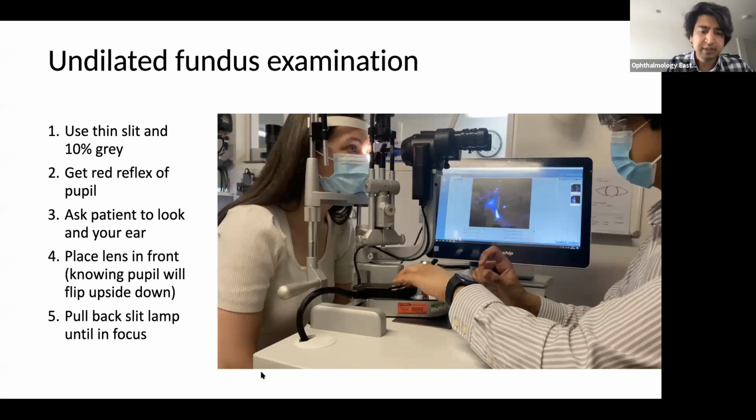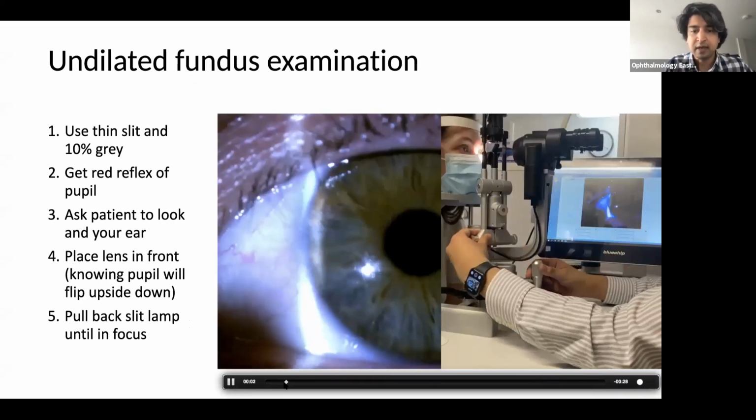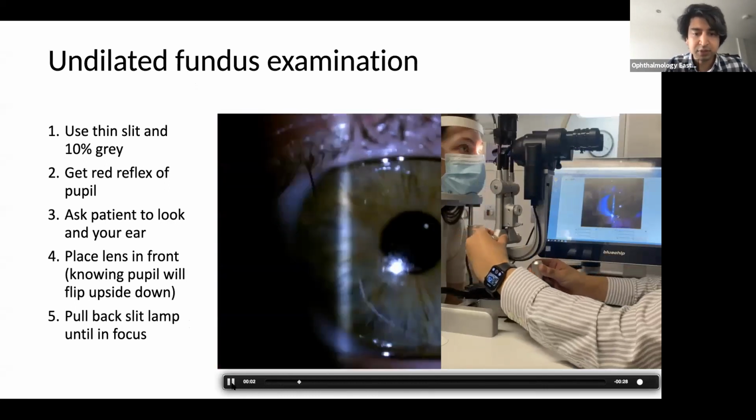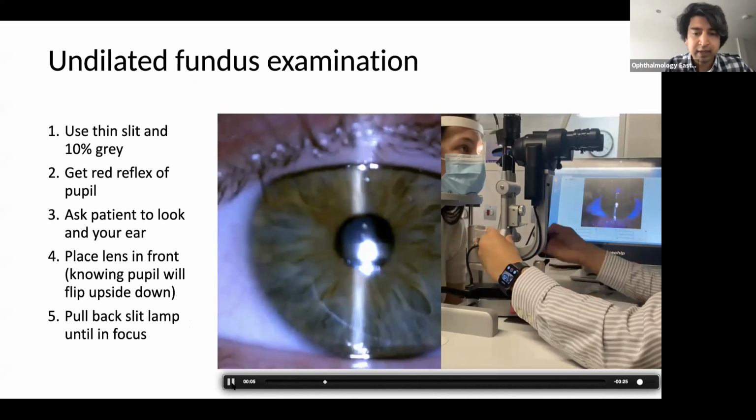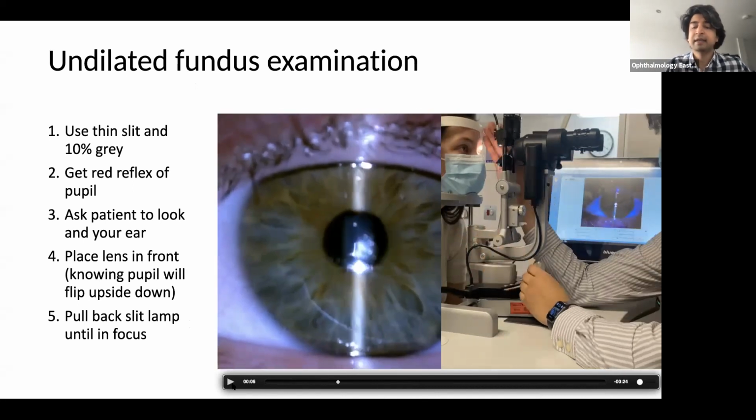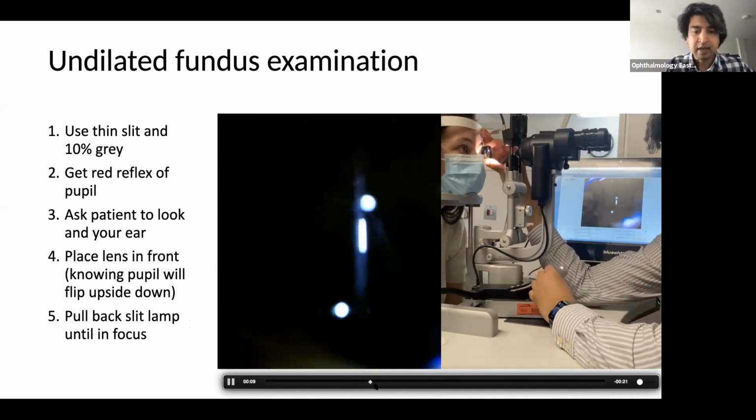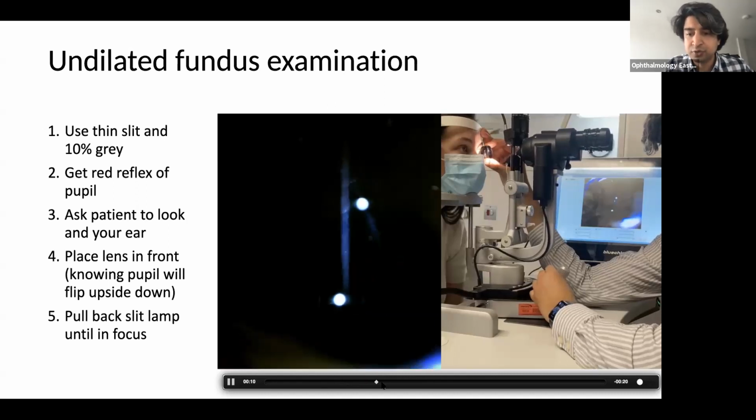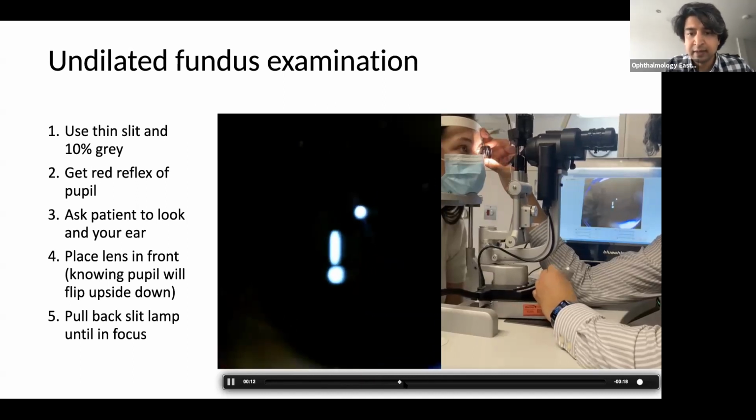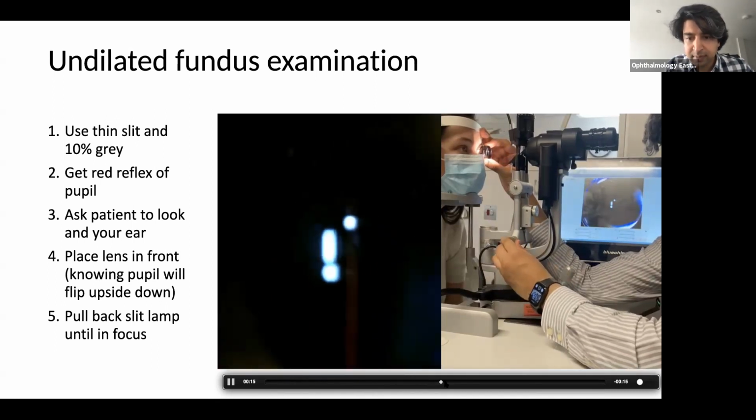So undilated fundus examinations are possible with a slit lamp, as many of you know. The number one tip is to use a very thin beam and shine it directly into the pupil, and then get the patient to look at your ear. And then at that point, you place the lens directly over their eye. And now watch my hand down there. I slowly pull back until I get a view of the back of the eye.